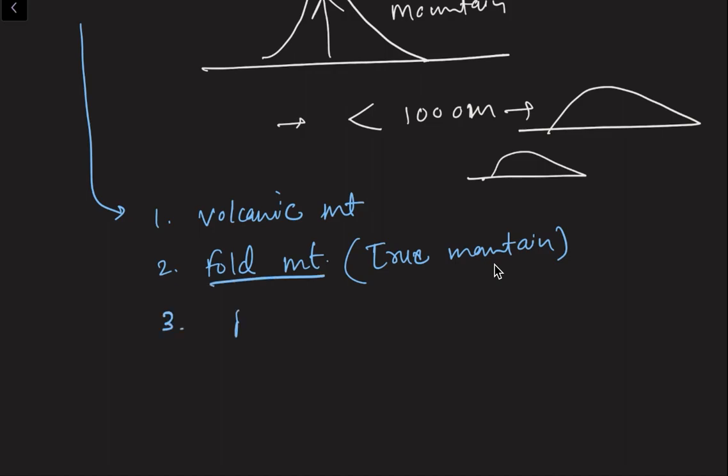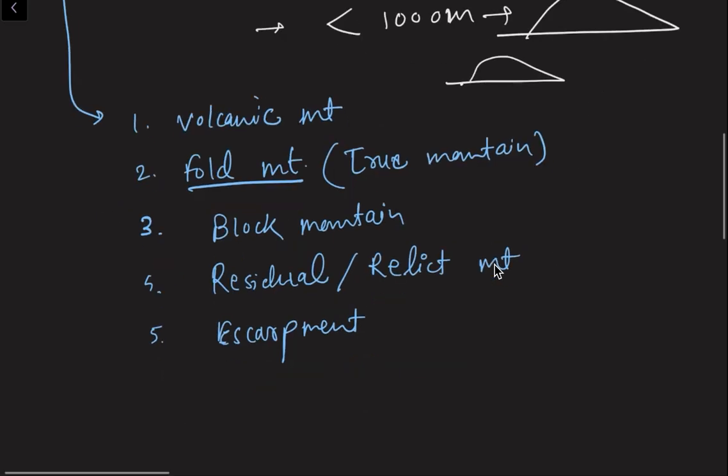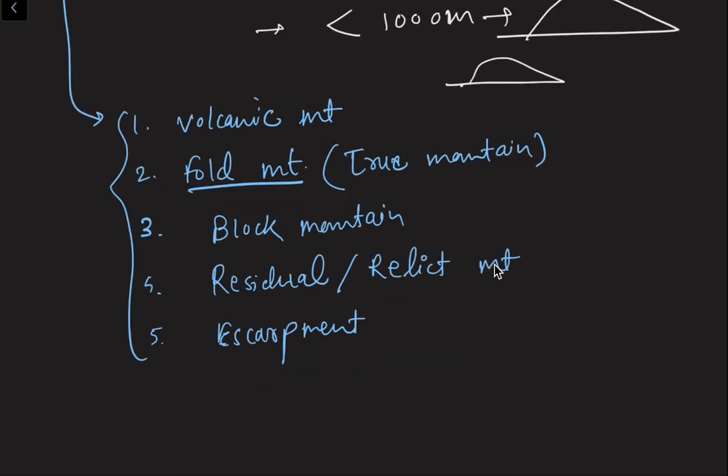Third, block mountain. Fourth, residual or relict mountain. Fifth, escarpments. So these are the 5 types of mountains that we are going to see today and how they are formed. There are theories on how fold mountains are formed.